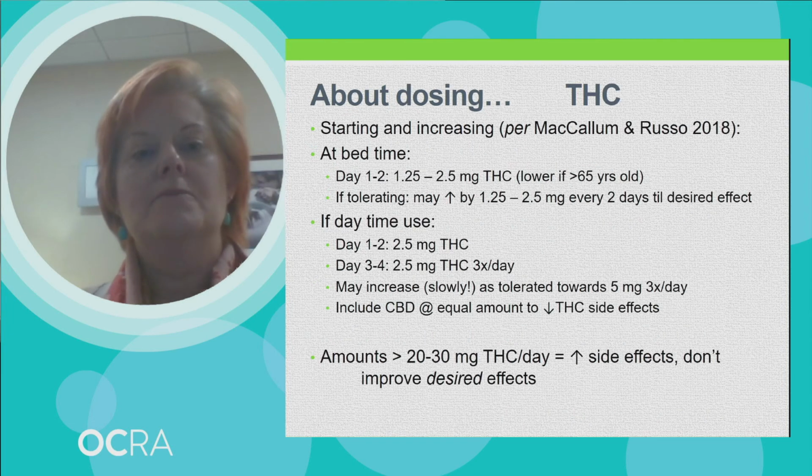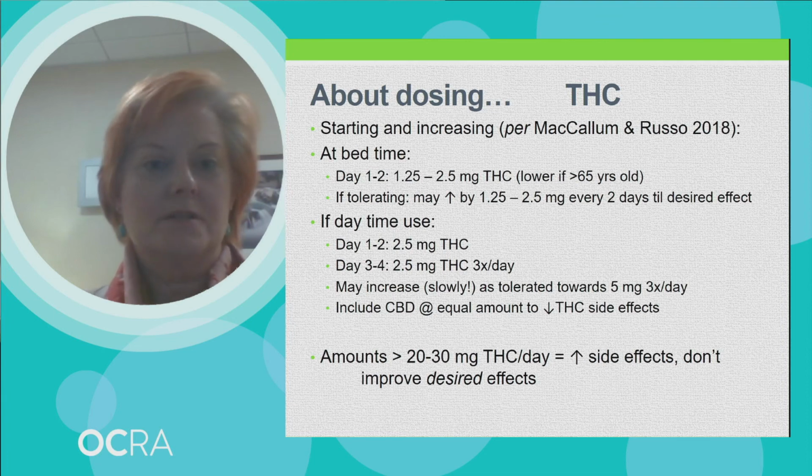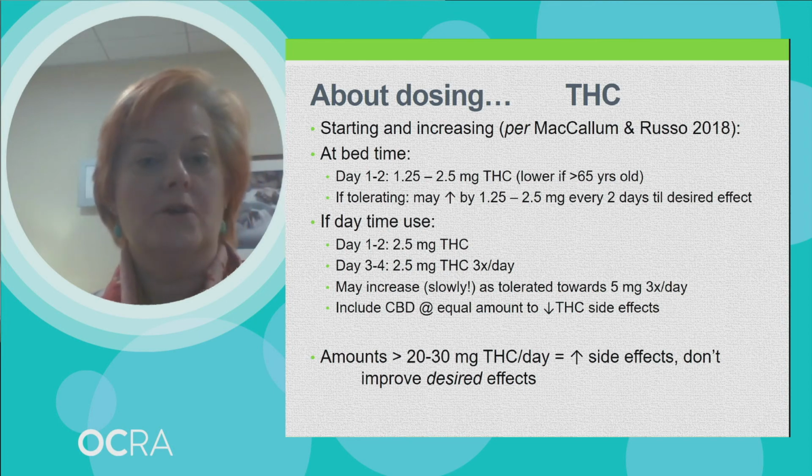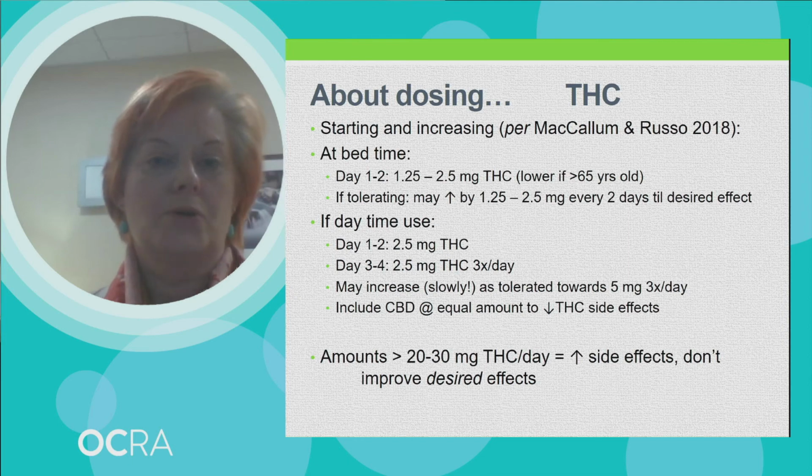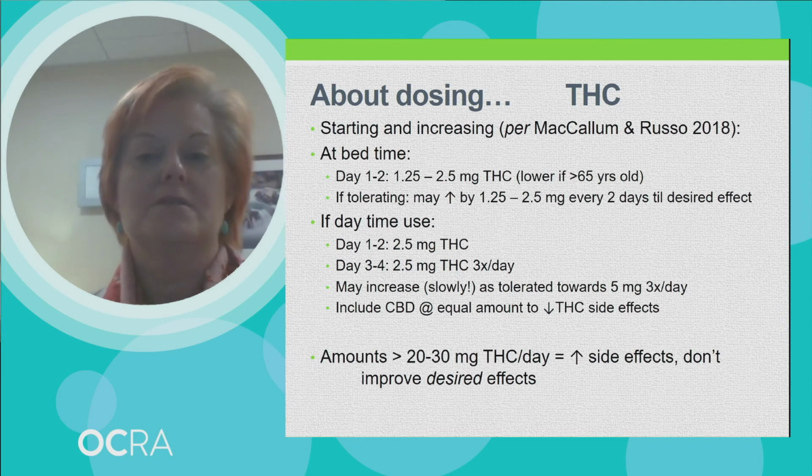So further, when you're starting and increasing THC dosing in particular, it's suggested you initially start at bedtime, and the first couple of days a very low dose would be 1.25 to 2.5 milligrams, even lower if you're over 65. And if you're tolerating that, after a few days, you may increase slowly by 1.25 to 2.5 milligrams every couple of days until you're getting the desired effect, whether it's for pain or nausea or appetite.